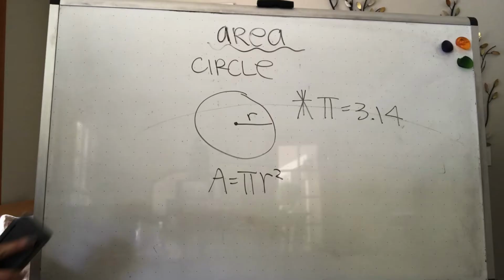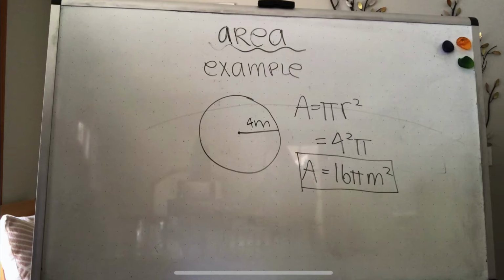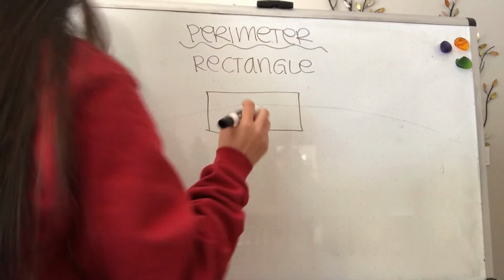Next we have the area of a circle. The formula is area equals pi radius squared. Pi is always 3.14, but in this case when we're solving we can just leave the pi symbol there. And the radius is half of the circle's diameter. In this example, the radius is 4 meters. So when we plug it into the formula, A equals pi r squared, we're going to square the 4, so 16 pi meters squared.